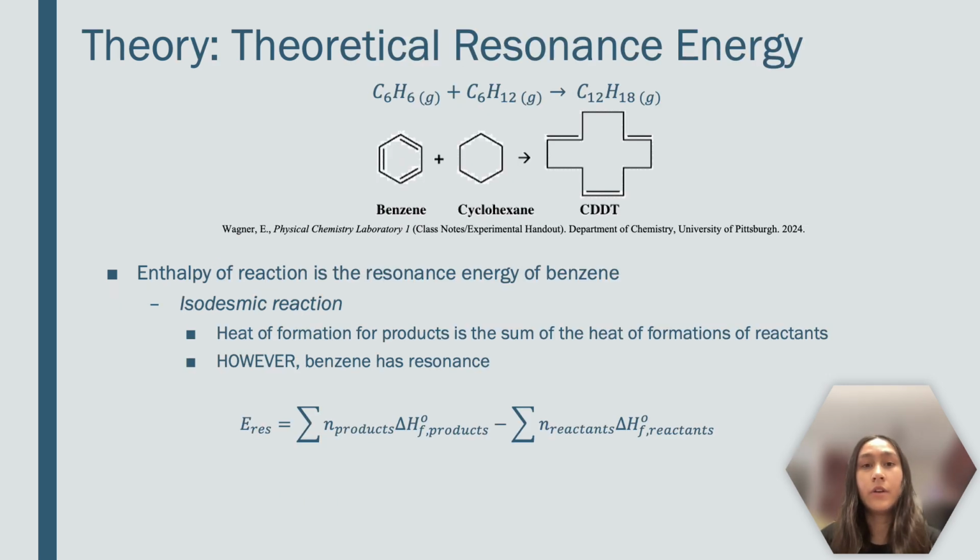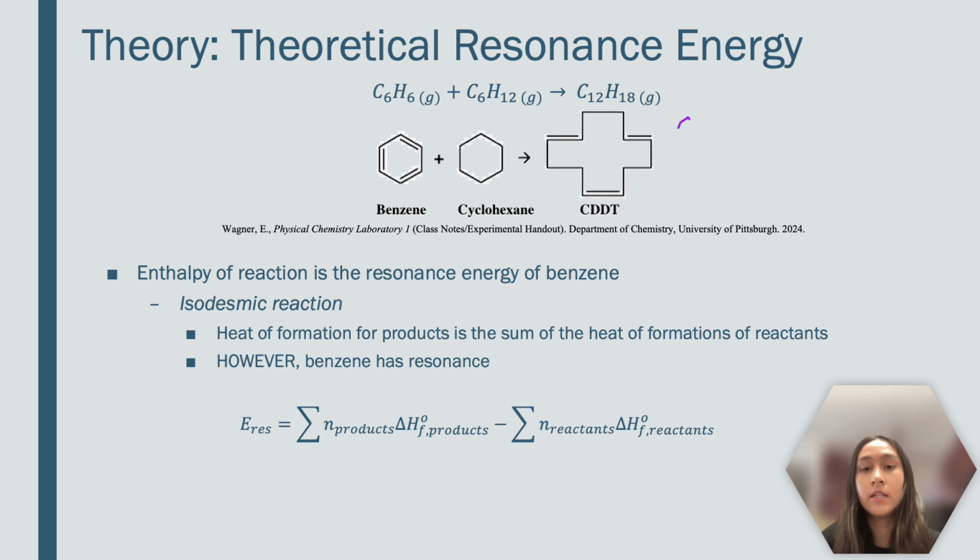Next is the theory of the theoretical resonance energy. The reaction between benzene and cyclohexane to create CDDT is isodesmic. An isodesmic reaction means that the number and type of bonds in the product is equal to the sum of the number and type of bonds in the reactants.